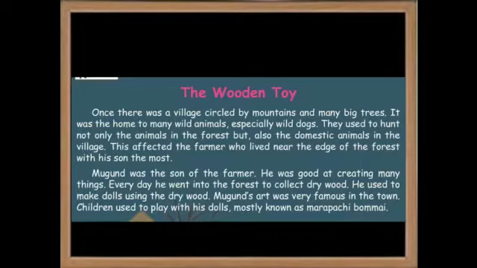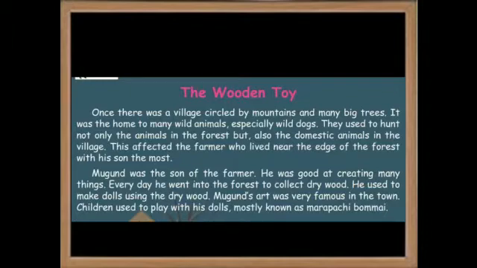Students, take page number 99 and read the first two paragraphs along with me. Once there was a village circled by mountains and many big trees. It was the home to many wild animals, especially wild dogs. They used to hunt not only the animals in the forest but also the domestic animals in the village. This affected the farmer who lived near the edge of the forest with his son the most.